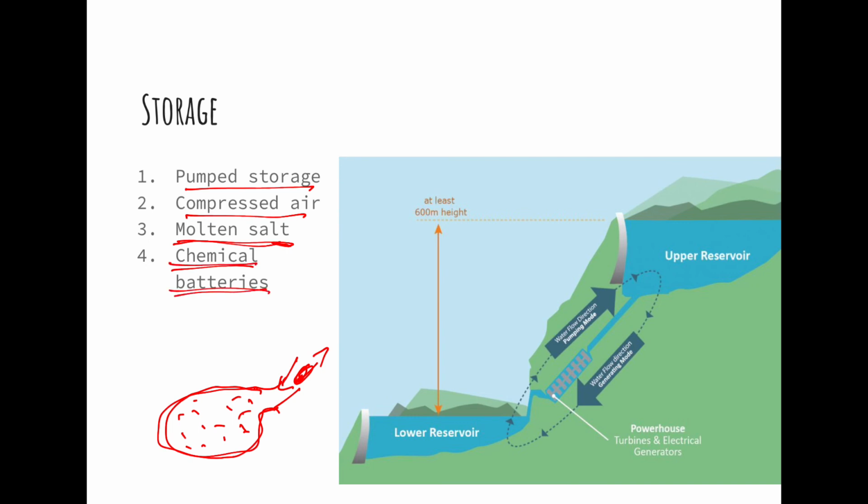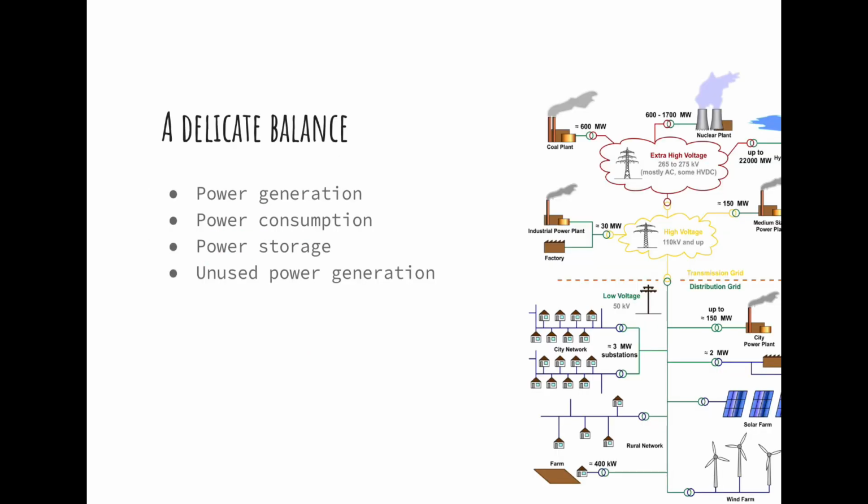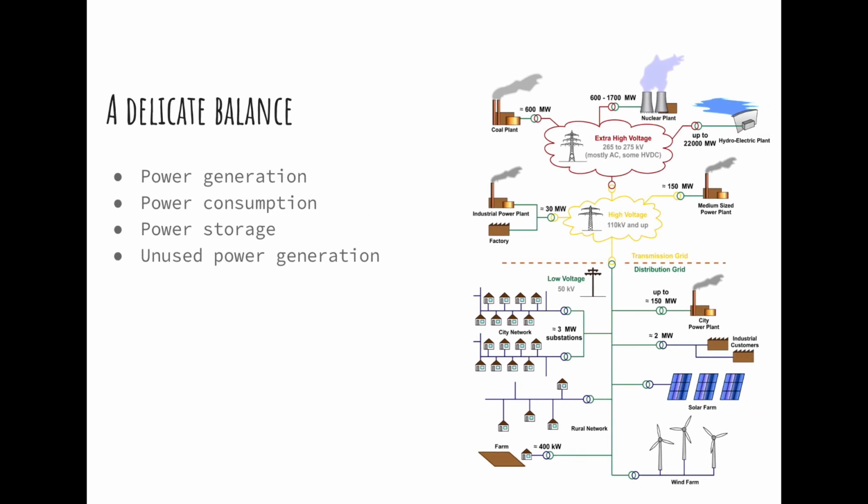So these are the four main types of storage, and really the only viable ones at this stage that we know of. And it's a delicate balance, right? We need to balance our generation and consumption.